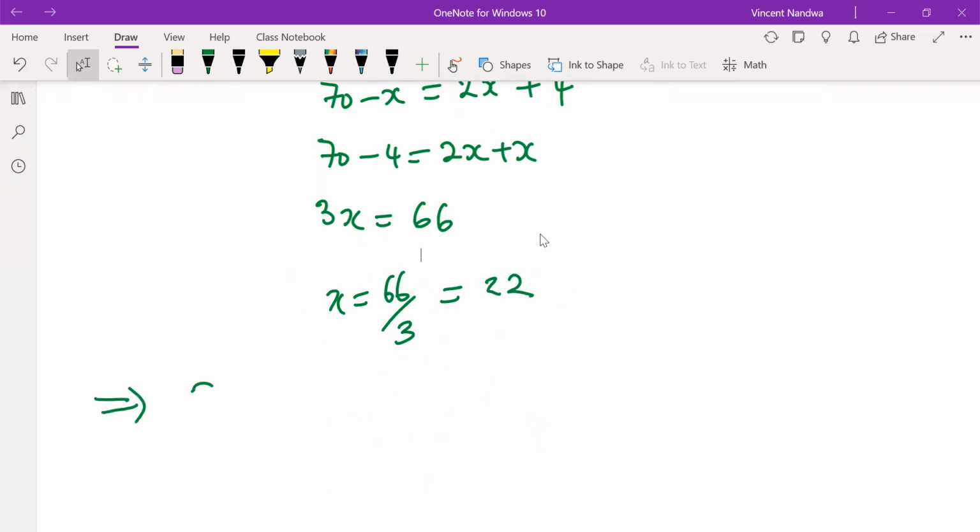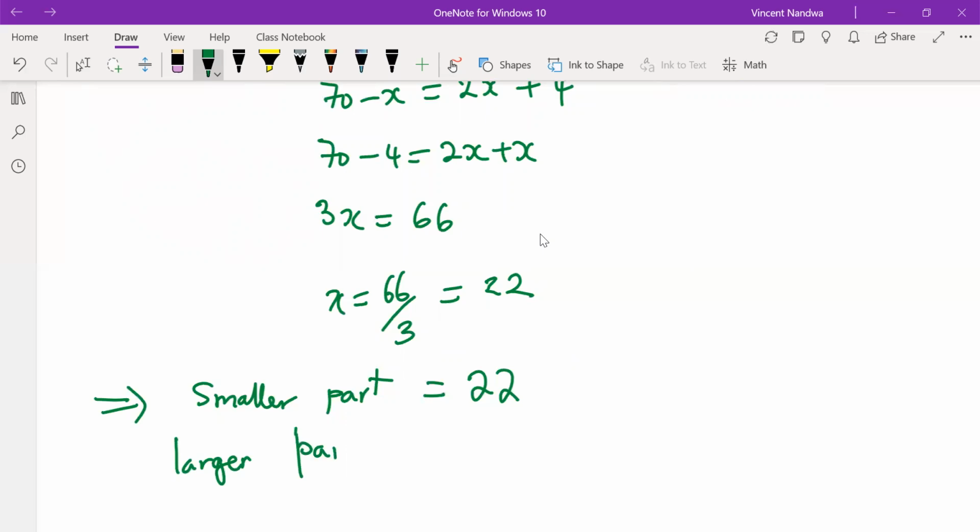So this means that the smaller part is 22 and the larger part equals 70 minus 22, which is 48. Therefore, if we divide 70 into 2 parts such that 1/4 the larger part exceeds 1/2 the smaller part by 1, the smaller part should be 22 and the larger part should be 48.